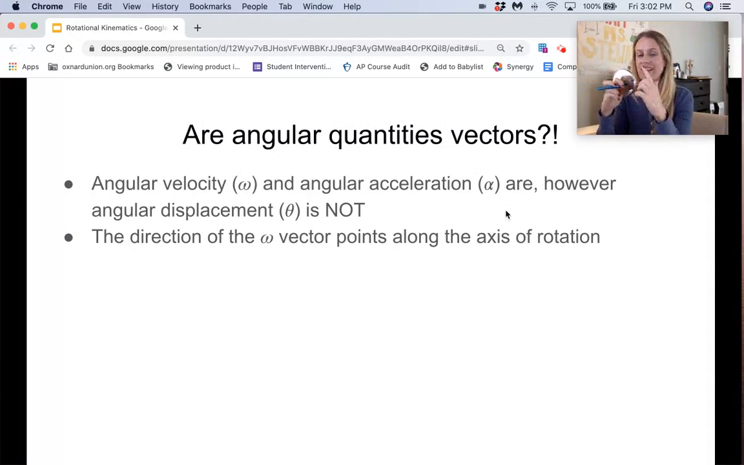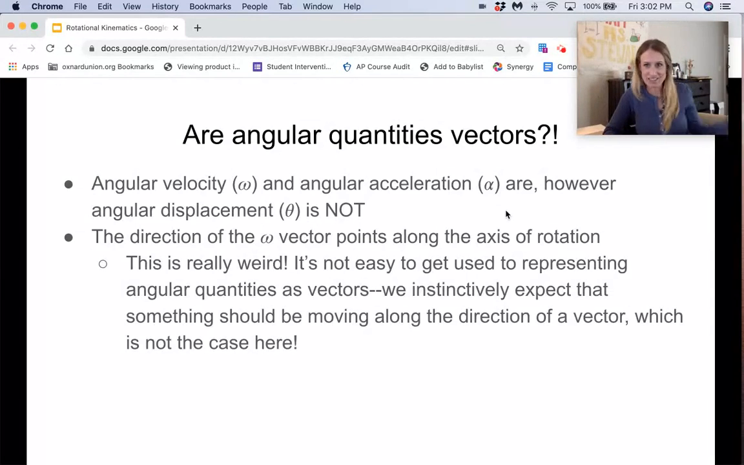Now, the reason that it can't point in the direction of rotation is because wherever we're drawing that velocity vector, it's going to change, right? Dependent on where it's at in that object. So that's why it has to be in the same direction if we're rotating in one direction here for all of the points on this object. So that's why it's going to point along this axis of rotation. So like I said, this is really weird.